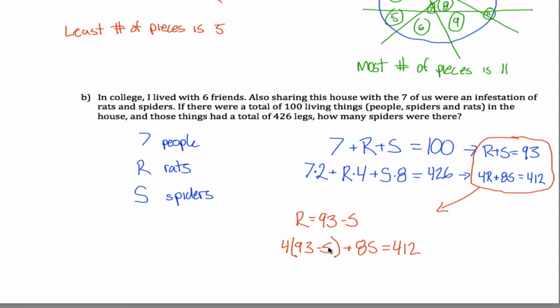I can take this 4 and distribute it through the parentheses. 4 times 93. Well, 4 times 90 is 360. And 4 times 3 is 12. So I guess I get 372 when I multiply 4 times 93. And when I multiply the 4 times the S, I get 4S.